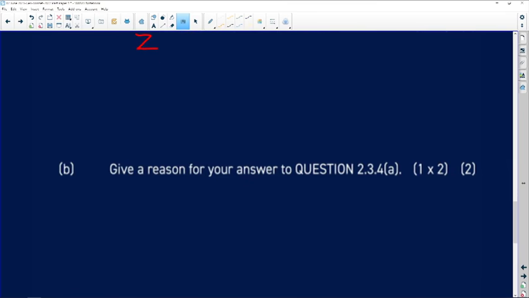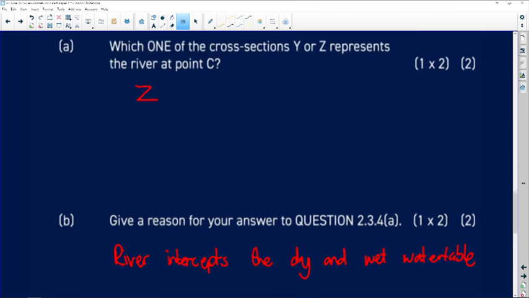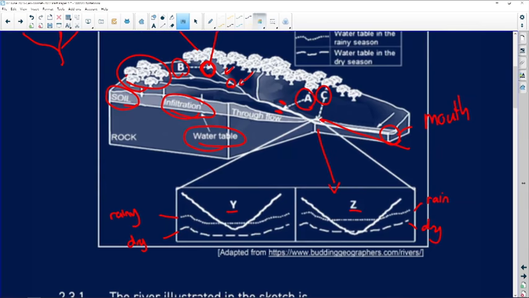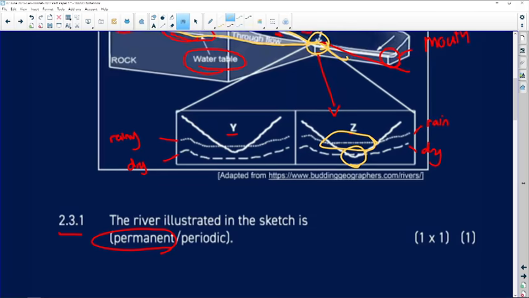Now give a reason for your answer. We can say because the river intercepts the dry and wet water table. Now going back to our diagram, we can see our water table. There's through flow, and there's the river flowing. So that's where interception takes place. And that's the reason, even during dry season, there will be water in our riverbed, and in the wet season the water volume increases and will be greater in volume.